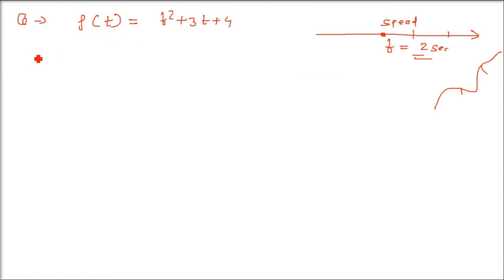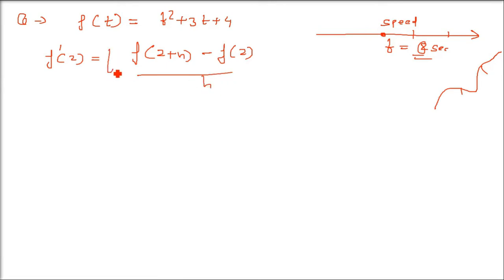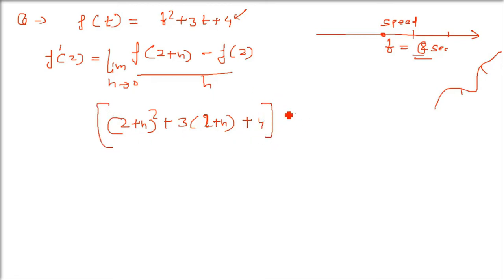For example, you are basically trying to find out f dash 2. That is the derivative of this function at point 2. So what is the function? f(x plus c) minus f(c) by h. Remember the first discussion? So f(2 plus h) minus f(2) by h, limit h is tending to 0. So wherever you have t, just put 2 plus h. That is (2 plus h) whole square plus 3 into (2 plus h) plus 4, and this whole minus f(2). That is, put 2 wherever t comes. So I've just put 2 for t. This is 2 square plus 3 into 2 plus 4.